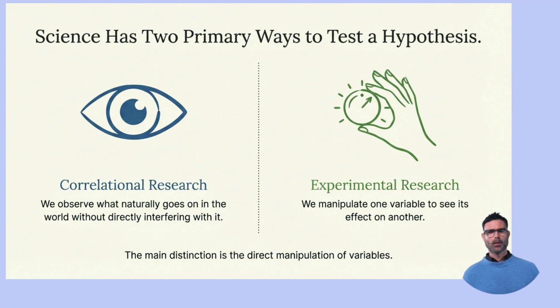Science has two primary ways to test a hypothesis. In correlational research, we observe what naturally happens without directly interfering, and we look for patterns of co-occurrence. In experimental research, we deliberately manipulate one variable and measure what changes, and that direct manipulation is the key feature that makes causal claims possible.